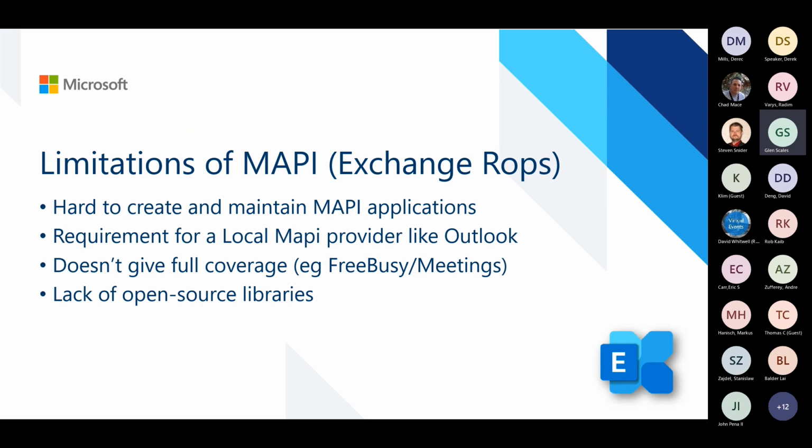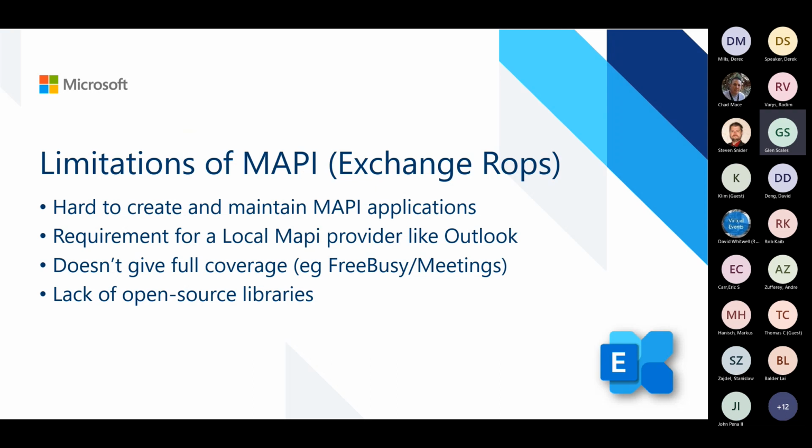There's a lot of them around, and Outlook has always used more than one API by default to do what it needs to do. So limitations of MAPI or Exchange ROPs, they tend to be pretty hard to build. Exchange ROPs is a pretty complicated protocol. It's documented very well online.